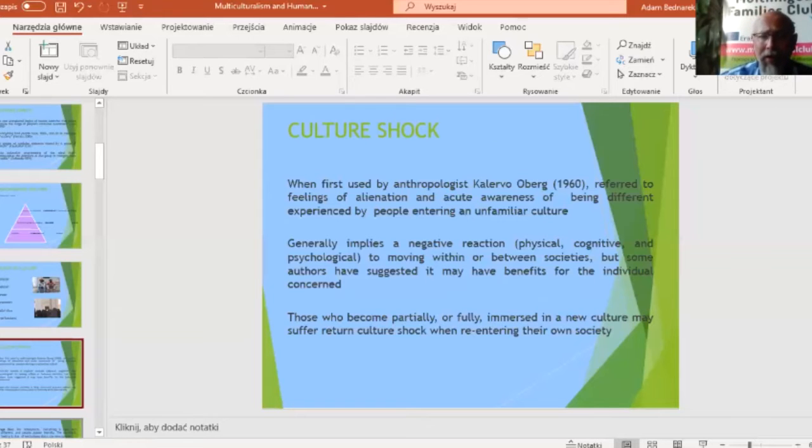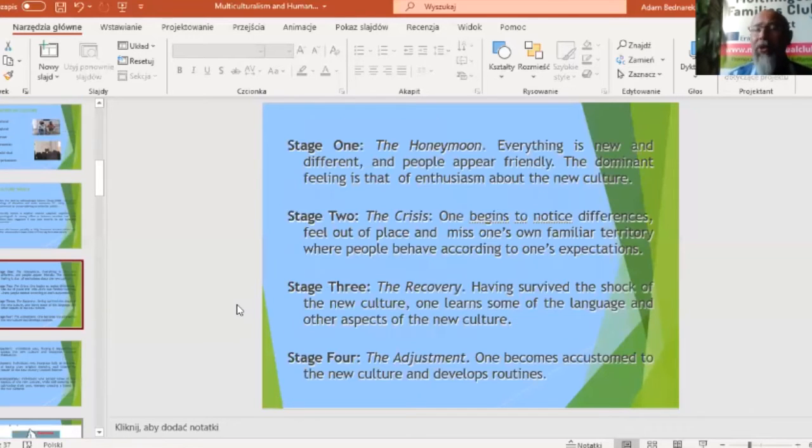And here, if we look at the stages of cultural shock, then they are as follows. We have stage one, which many people call the honeymoon, right? When you move, you've got an adrenaline rush.